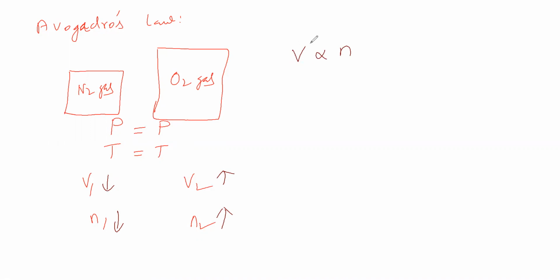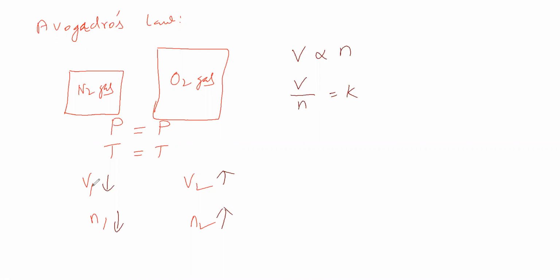What is V? V is called volume of gas. What is N? N is called number of moles of gas. So volume of gas is directly proportional to number of moles of gas, we can say. Now we can rewrite this: V by N is equal to some constant K, we can say.